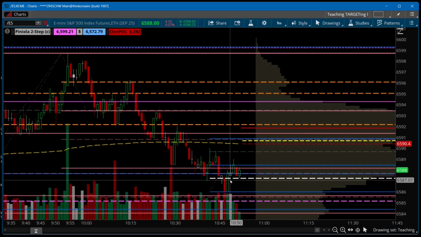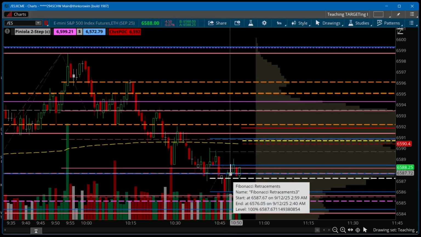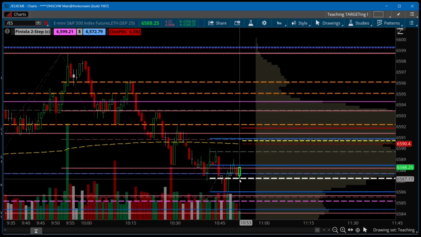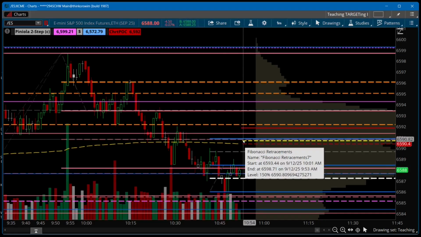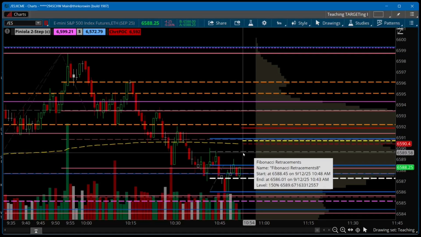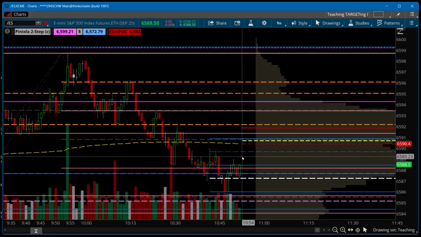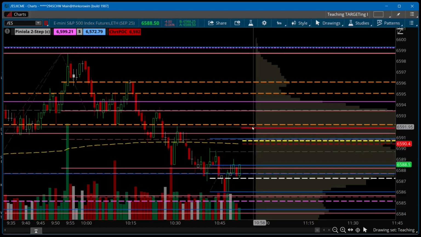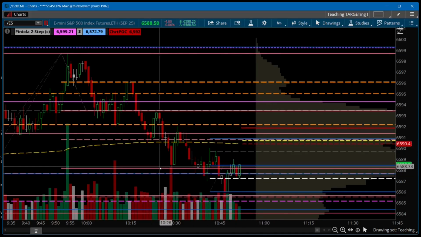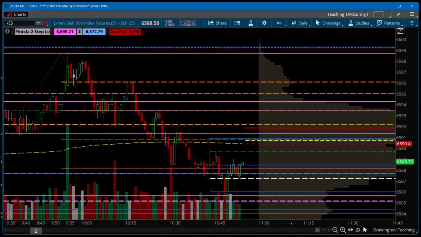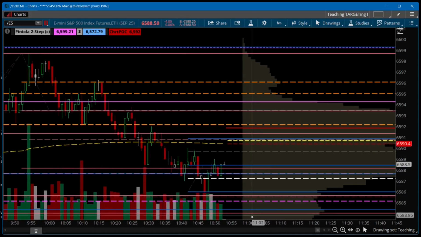Okay, I decided to measure this first little move right here, and we came down to the 0.5. Look where our target is for a 2.0 move. Here's your 1.5, which is where it should go at the very least. But with all this mess sitting right here, I'd say that's probably the target for this little upward move.